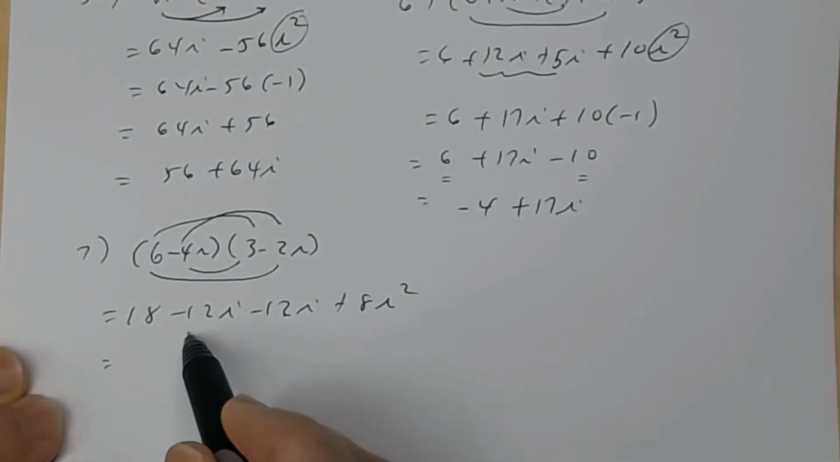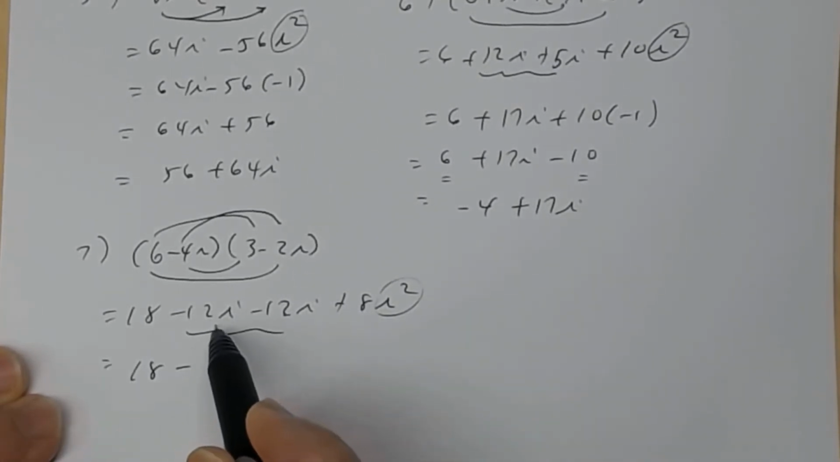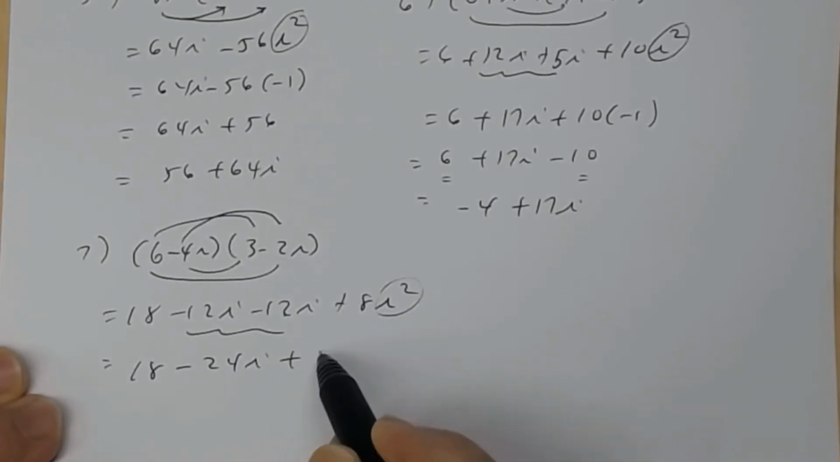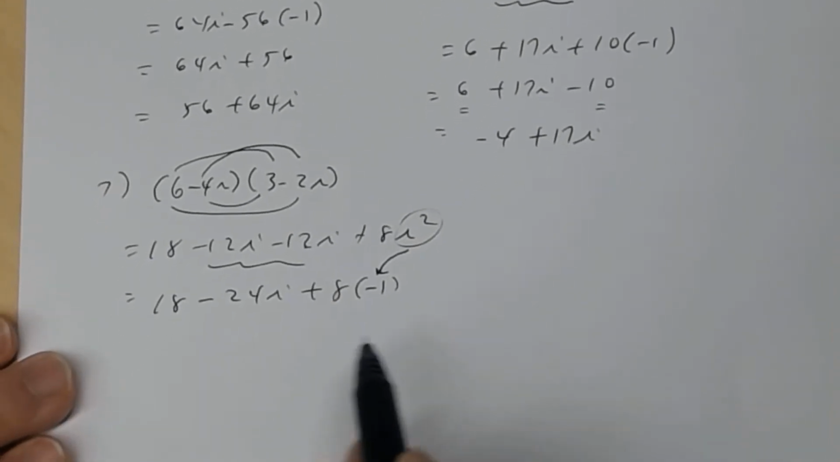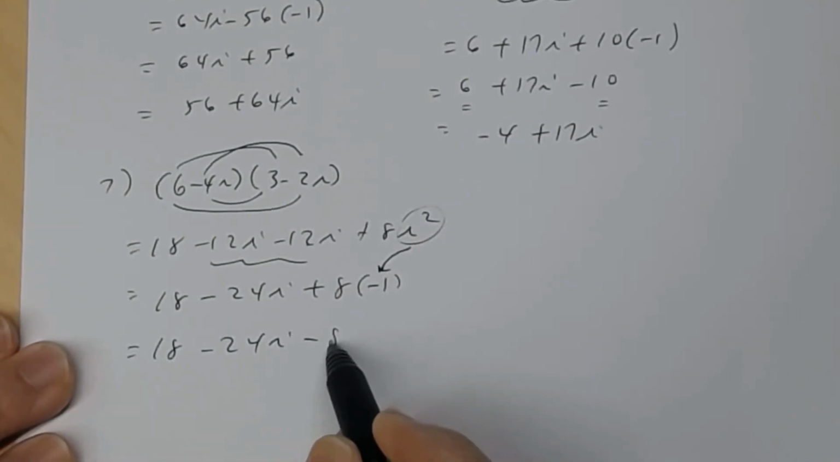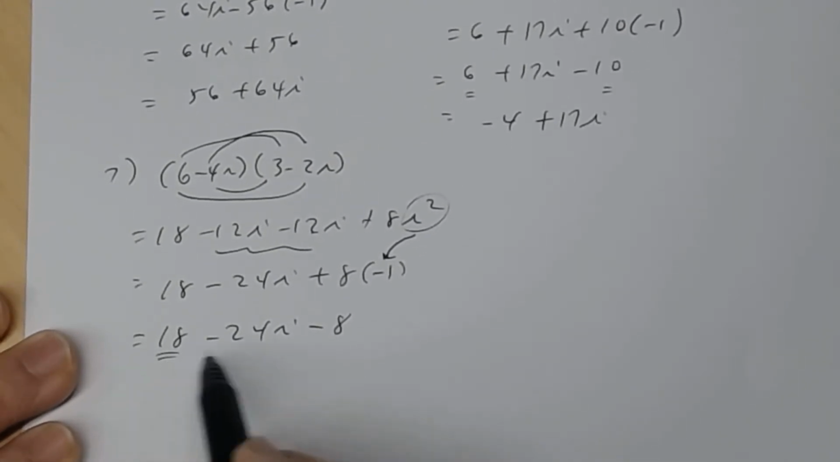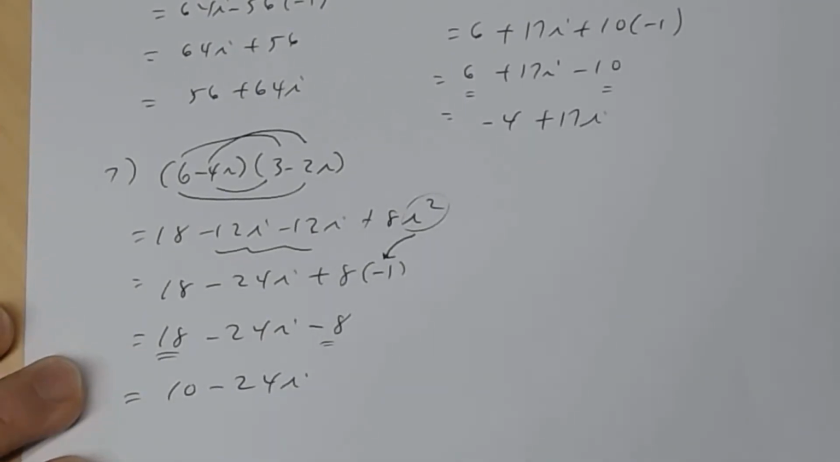Alright, combine like terms and replace i squared. I get 18, a negative 12i and a negative 12i is a negative 24i, plus 8 times a negative 1. Remember, i squared is equal to negative 1, so you've got to replace it. So then this becomes 18 minus 24i, and then minus 8. Combining like terms, 18 minus 8 is 10, so I get 10 minus 24i. So that's number 7, 10 minus 24i.